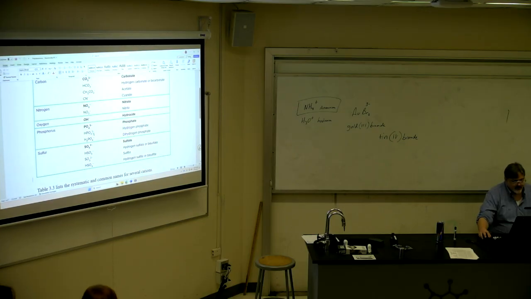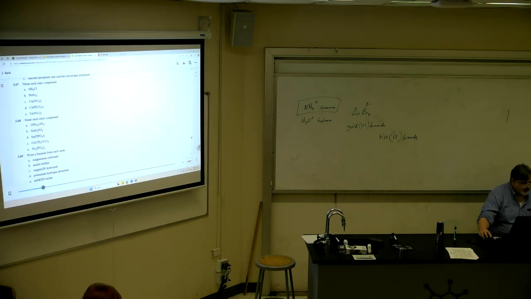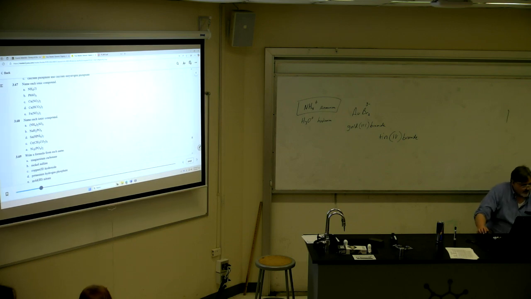You don't need a parentheses because ammonium is a polyatomic ion with a known charge. It's not a variable charge. I think you could name these. HPO4 is hydrogen phosphate. Let's look here. Hydrogen phosphate is 2 negative, HPO4.